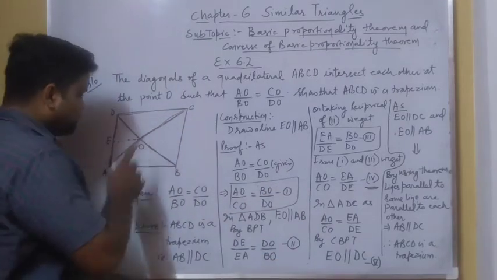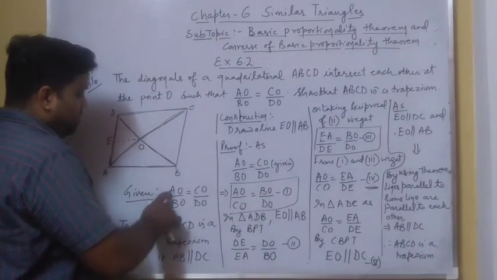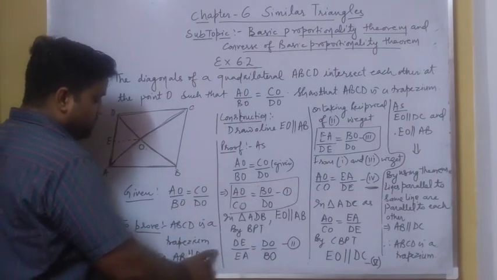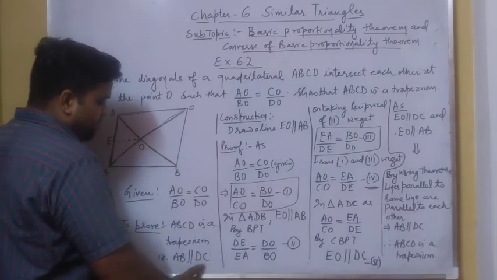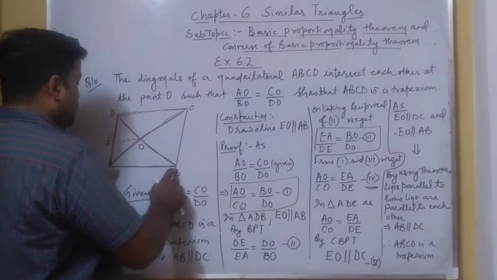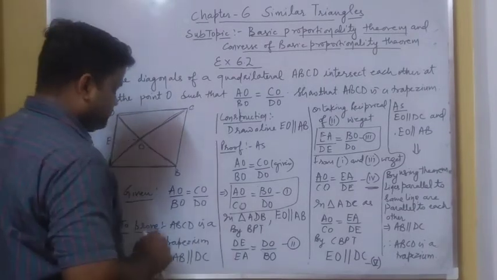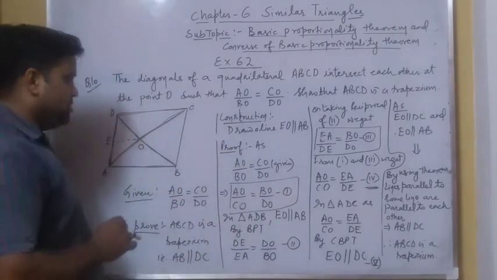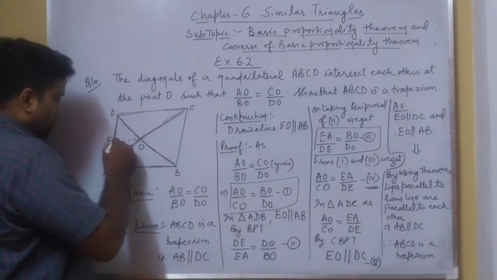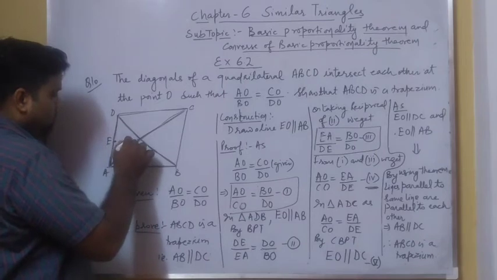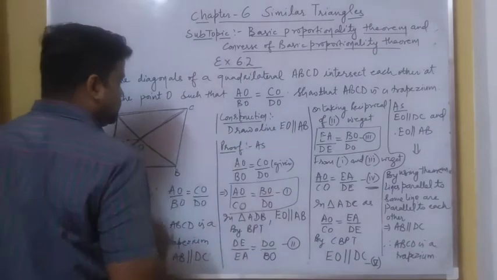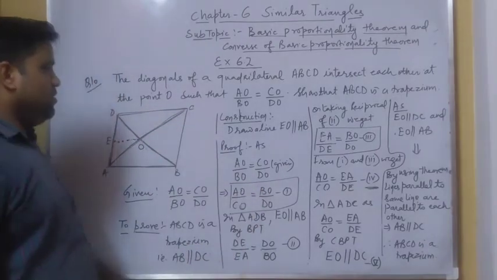So let us come to the solution. Given AO by BO is equal to CO by DO, to prove ABCD is a trapezium, we need to prove that AB is parallel to DC. Now we do the construction for this. Here we draw EO parallel to AB. Now let us come to the proof.